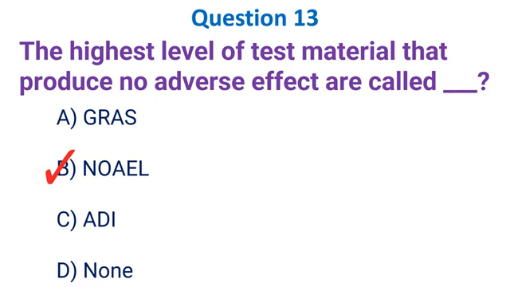The next is the ADI. It is acceptable daily intake. It is the amount of substance in food or drinking water that can be consumed daily over a lifetime without presenting an appreciable health risk. It is given as a range of milligrams per kg of the body weight, and to derive the ADI we can use the formula, that is NOEL, the no observed adverse effect level, divided by a safety factor. Usually we take 100 as a safety factor to ensure a large margin of food safety.